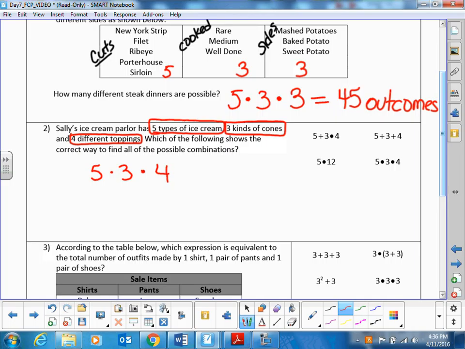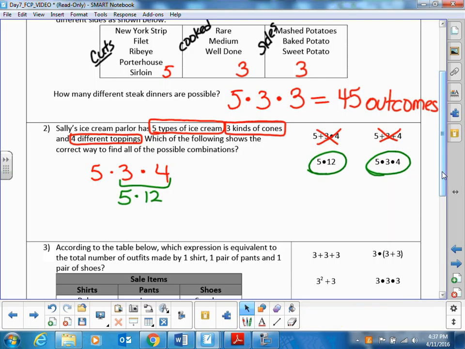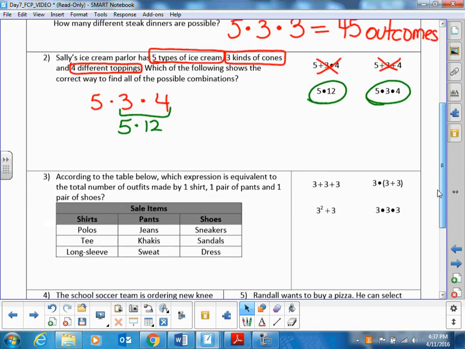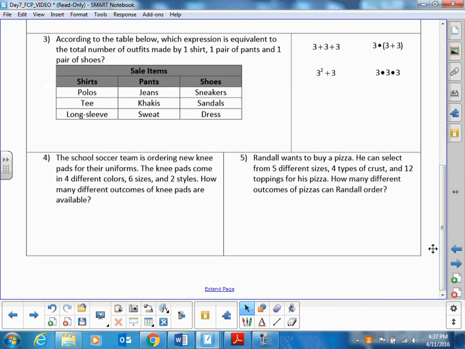Well, we know because of what we just talked about, you multiply. We don't ever add. So these two are not available. Now, if you look at this, this is saying 5 times 12. Well, here's my 5. Does this equal 12? It sure does. So 5 times 12 does work, and so does 5 times 3 times 4. Okay, the last 3 you're going to do on your own for your Edmodo quiz.